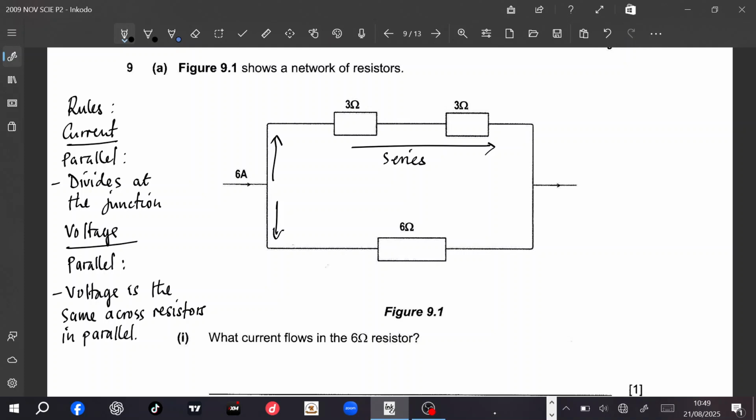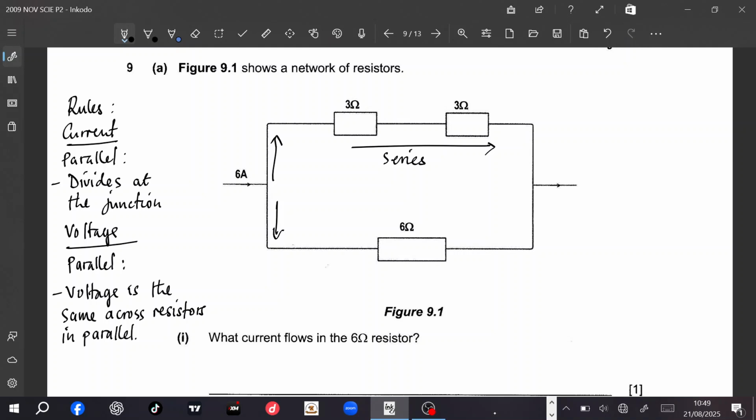What that means is this. We have these resistors which are in parallel, the two on top here and then the 6 down here. Now that they're in parallel, it means that the voltage across these two resistors on top and the resistor down here is the same.